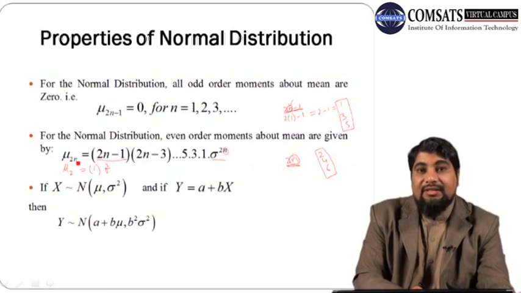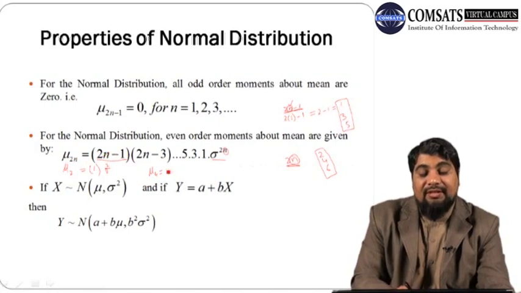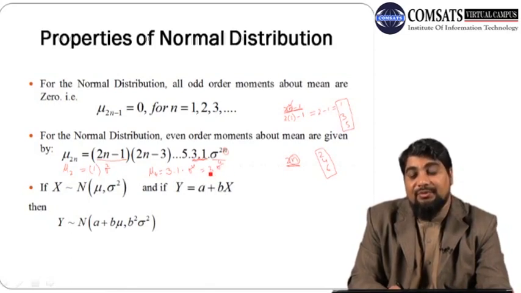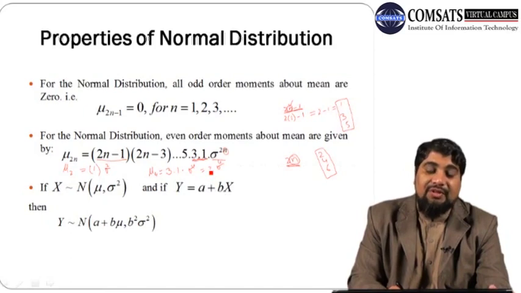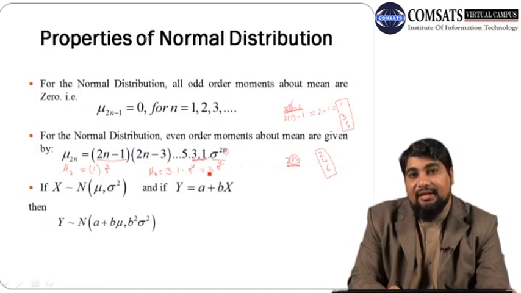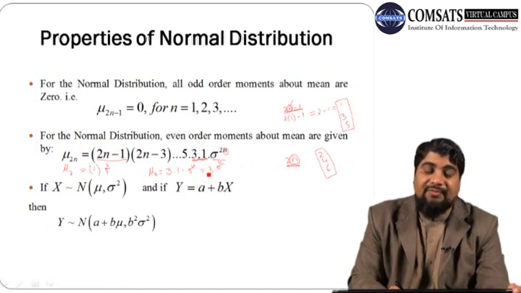If we replace n by 2, we get 2 into 2, which is 4, so mu 4, the fourth moment. So replace n by 2 here. 2 into 2 minus 1, you get 3. And replace n by 2 here. 2 into 2 minus 3, you get 1. So it means you got the last two numbers. And here replace n by 2. So you get sigma 4. So 3 times sigma 4 is the fourth moment about mean in case of normal distribution. Similarly, replacing n by 3, 4, 5 and so on, you can get the higher order even moments.